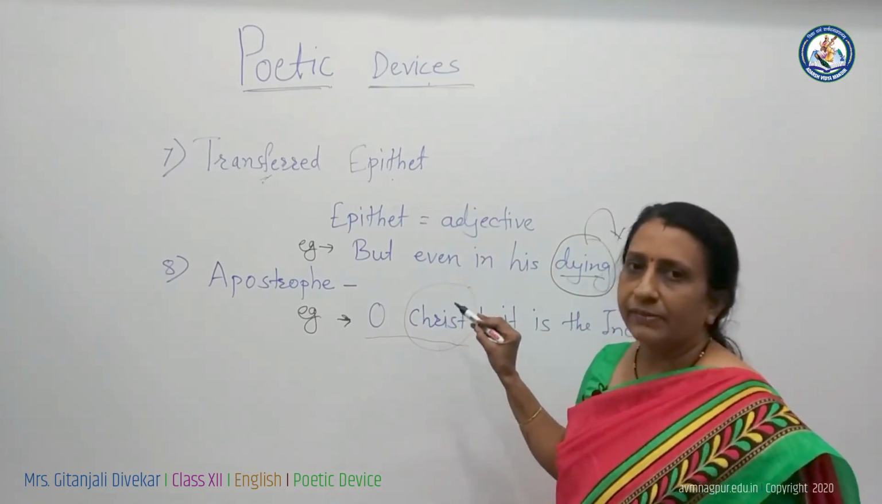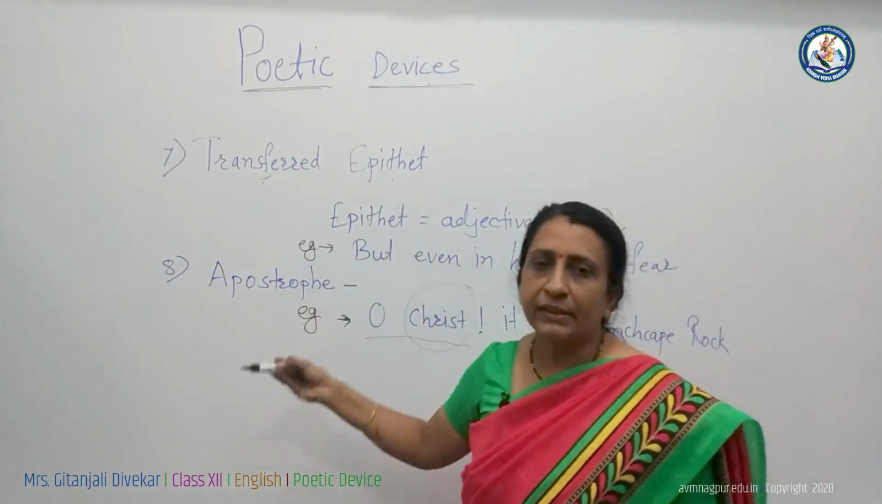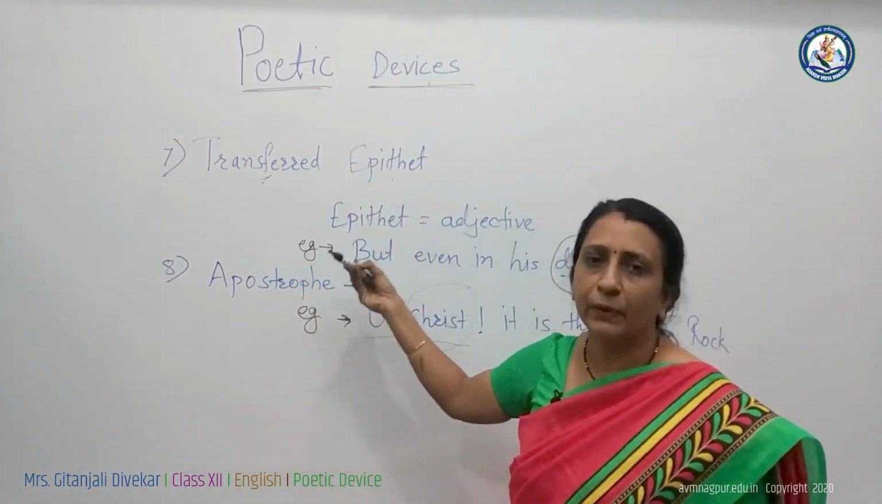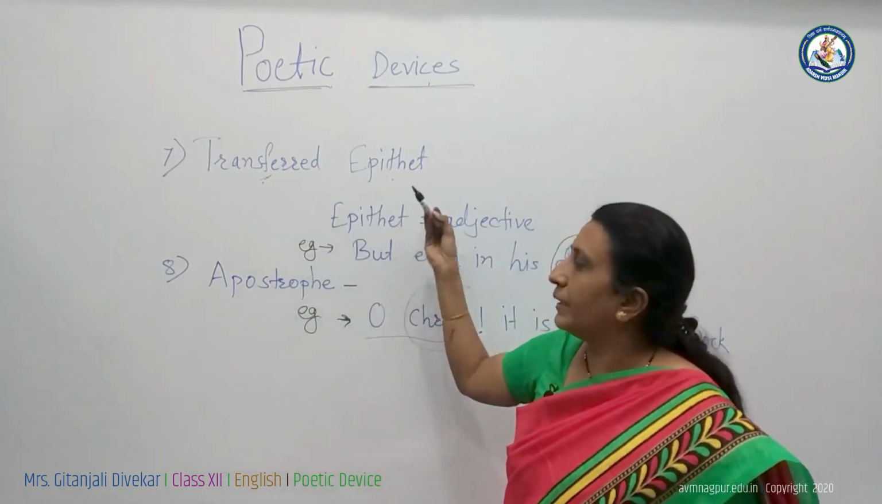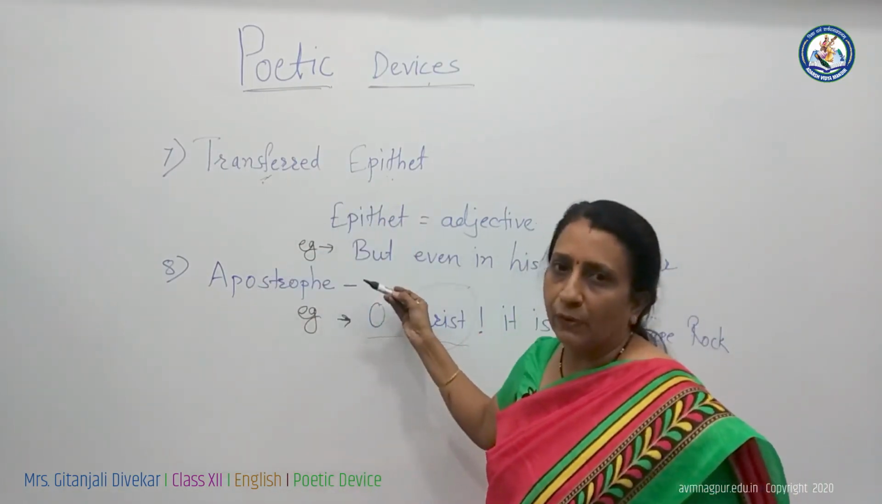I think it is very clear. We have seen simile, metaphor, personification, alliteration, repetition, transferred epithet, and apostrophe.